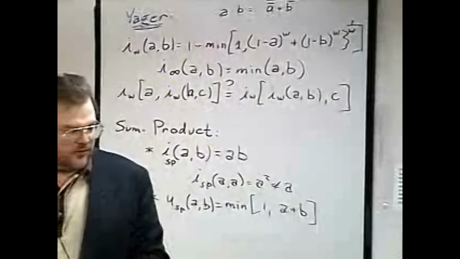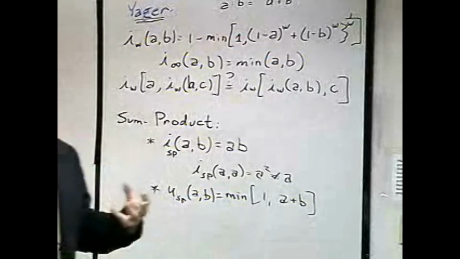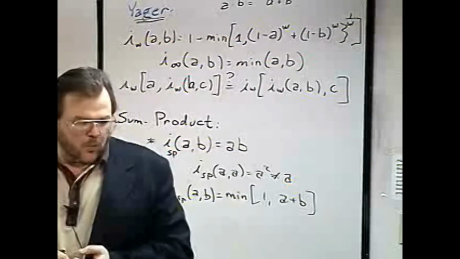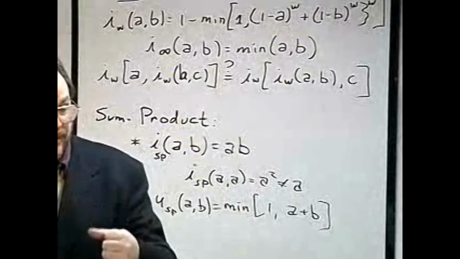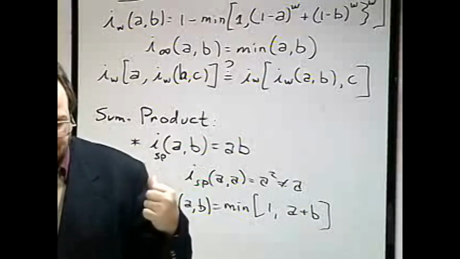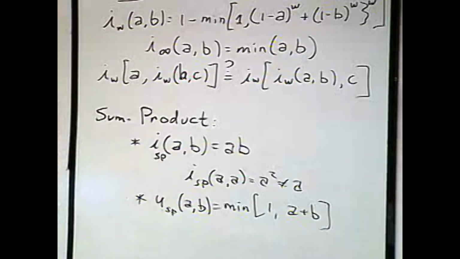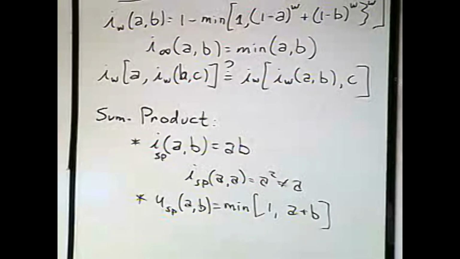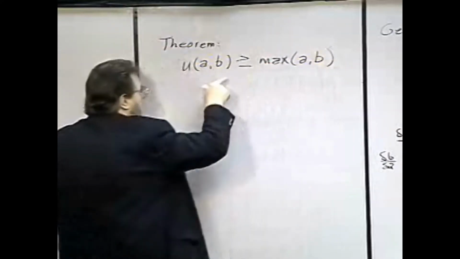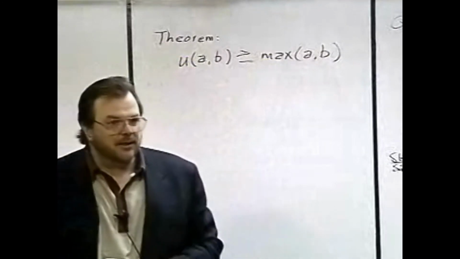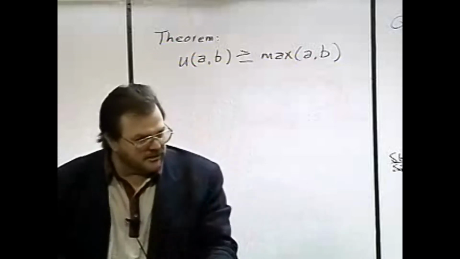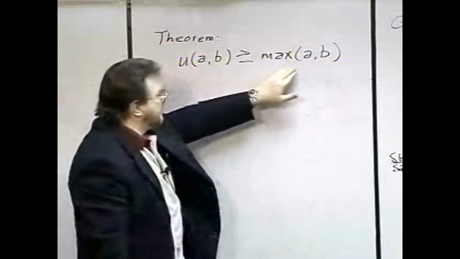Now here's something which is very interesting. We're going to actually revert back to the union, but it's also true for the intersection. No matter what union you use that obeys all of these axioms, it is always going to exceed the maximum. In other words, there's a theorem that says that the union of A and B is always going to be greater than or equal to the maximum of A and B. And what do we mean by the union of A and B? Any union that follows the axioms that we stated obeys this. It always is in excess of the maximum of A and B.